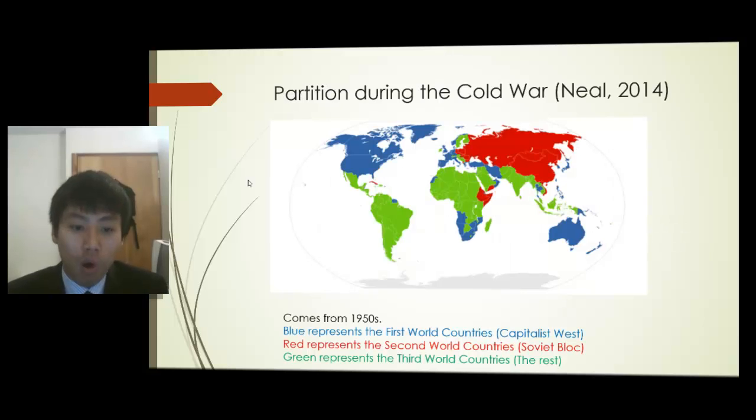Partition during the Cold War. This idea comes from the 1950s. The first world countries were the capitalist West, which meant countries aligned with the West or the United States. The Second World was the Soviet bloc, which was the nations aligned with communist Russia. The rest of the world are the third world, as we can see on the map. The blue-colored countries are first world countries, the red-colored are the second world countries, and the green-colored are the third world countries.